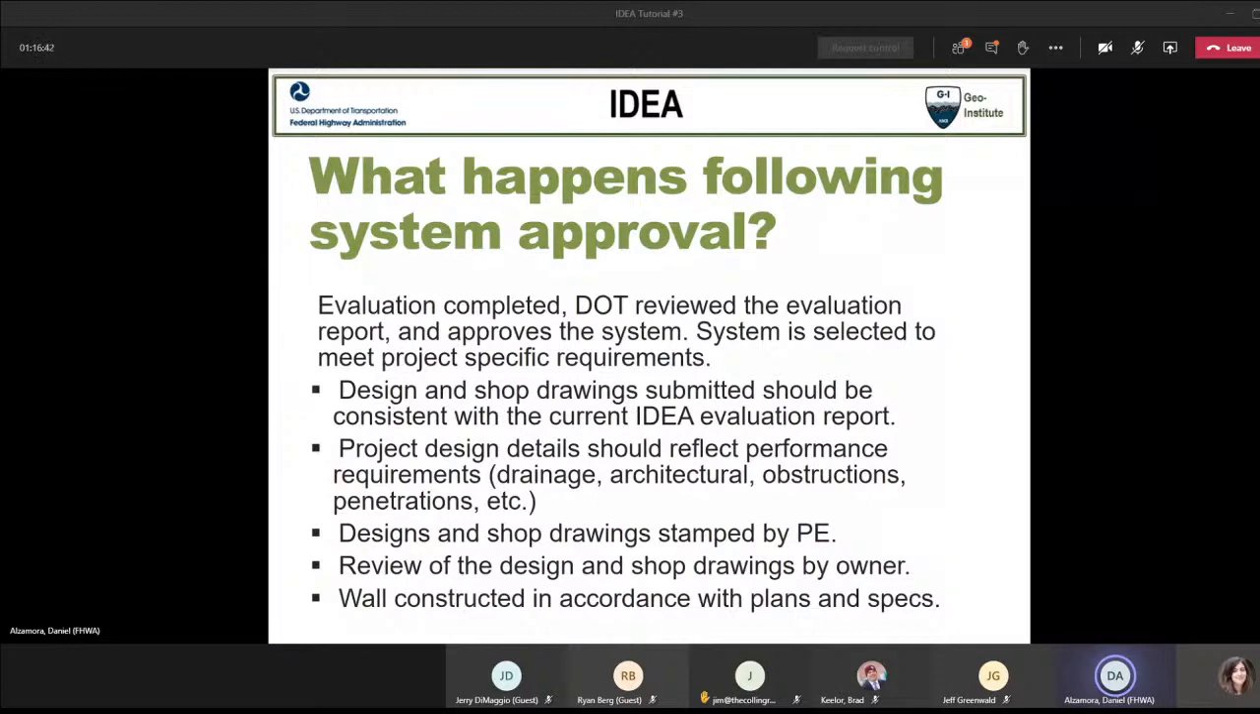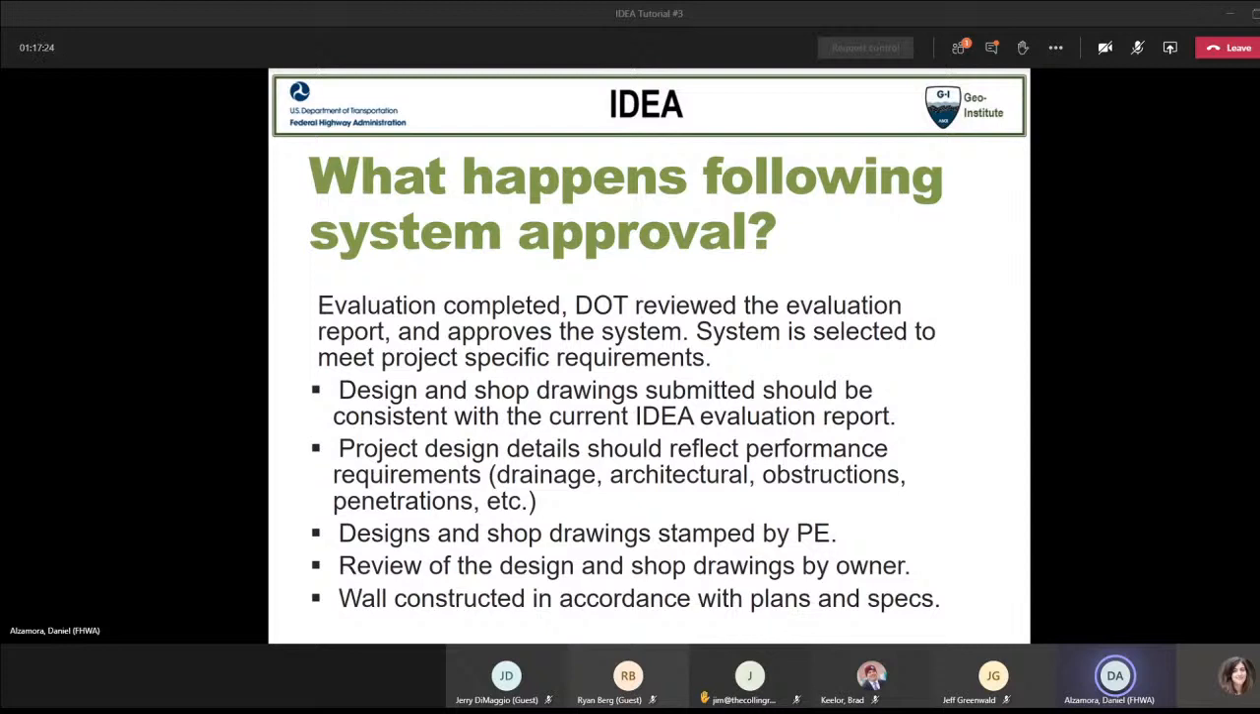So now the owner or your consultants would take a look at the designs and the shop drawings that are submitted for that given project, and they should be consistent with what is in your current IDEA evaluation reports or in what has been approved for that given system. And you should be doing that currently, right? It might be consistent with what's in the high-tech evaluation or in your consultant reports.